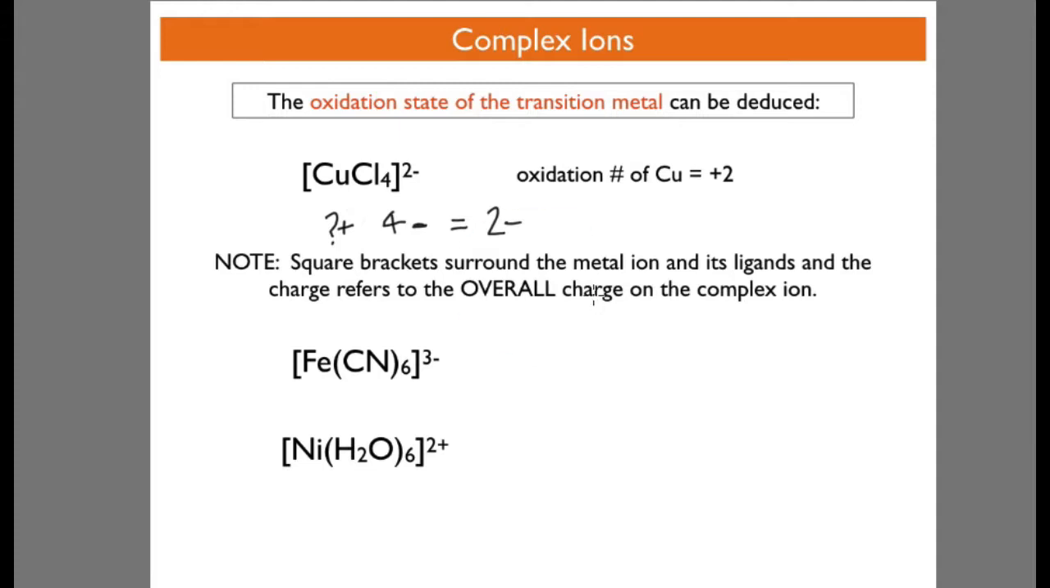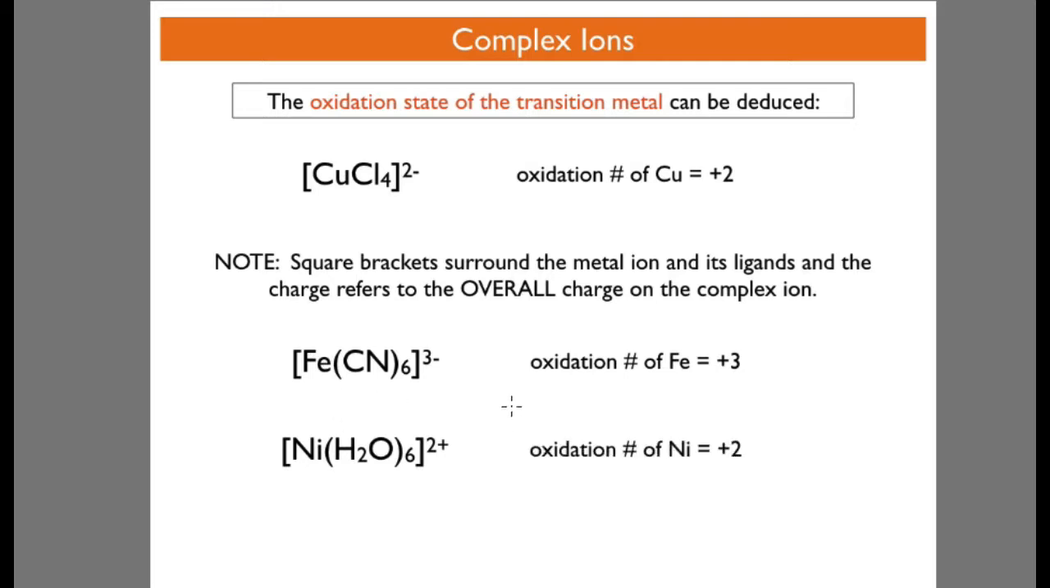Over here, Fe(CN)6 3 minus, the iron has an oxidation number of +3, and let's just double check that. Each cyanide ion has a charge of -1, so you're going to have 6 minus. So what would we add here to get 3 minus? We need to have 3 plus, wouldn't we? So 3 plus and 6 minus gives us 3 minus. So the iron is 3 plus.